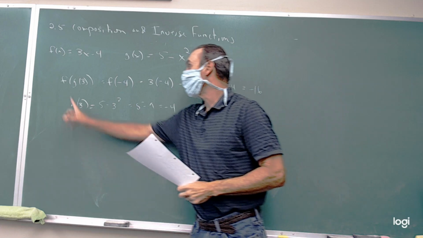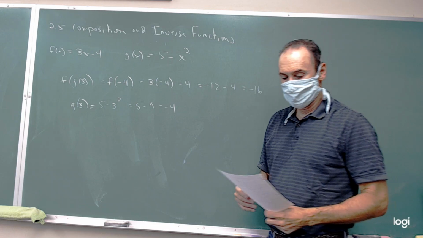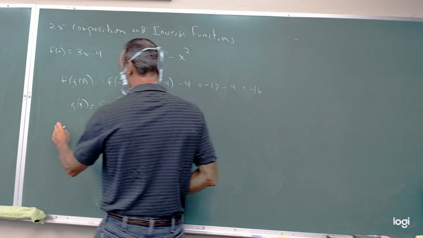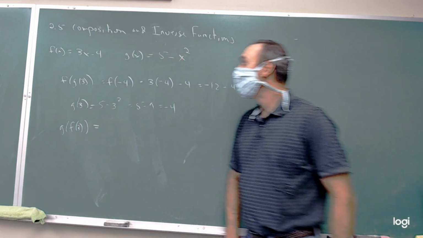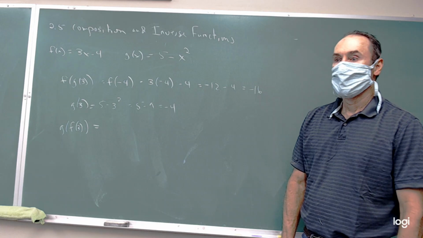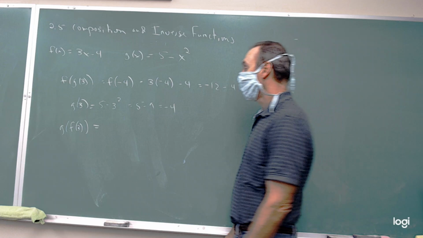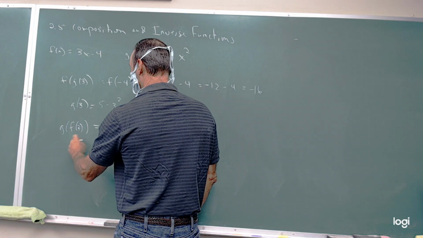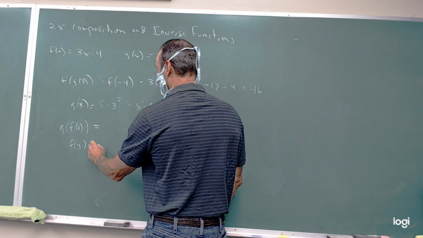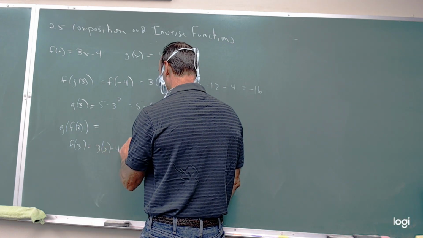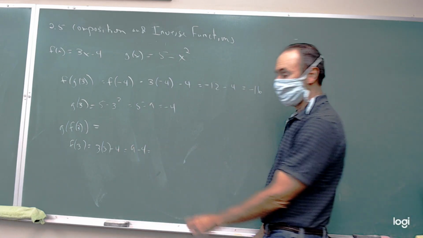So in general, what we get for f of g of 3 is going to be different if we switch the order, if we do g of f of 3. And so let's just do that real quick. So we have g of f of 3. This time the 3 first goes into f. So f of 3 is going to be 3 times 3 minus 4, and so 9 minus 4 is going to be 5.